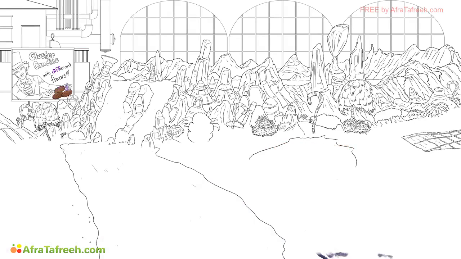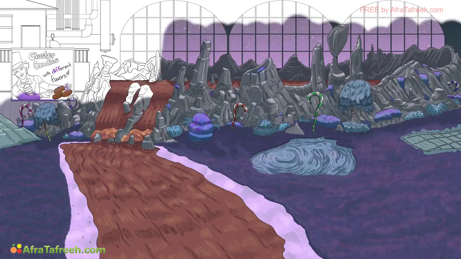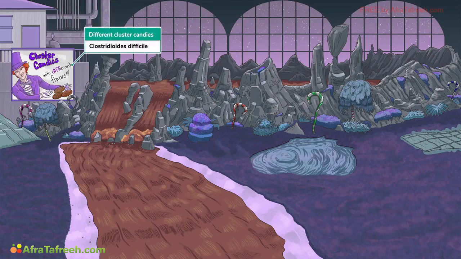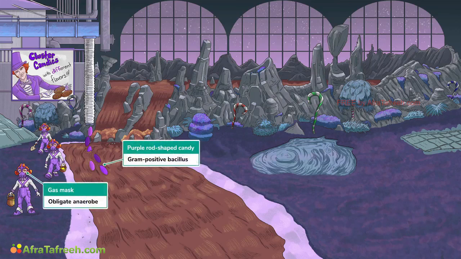diff sketch in a chocolate factory. While it may be upsetting to think about, it's also highly memorable, and that's what counts. Anyways, here at the factory, cluster candies with different flavors are the specialty. Moving on with the tour, it's easy to see why C. diff was originally classified under the genus Clostridium.